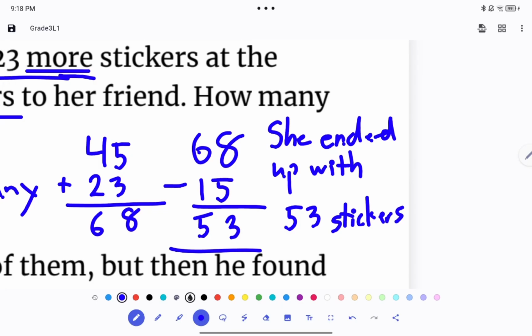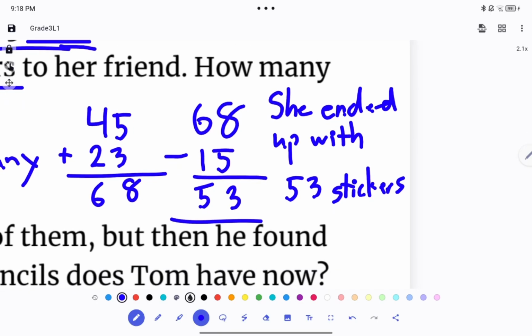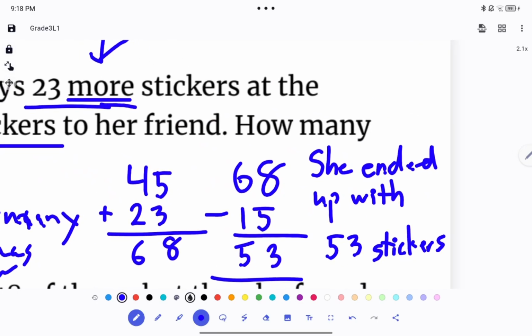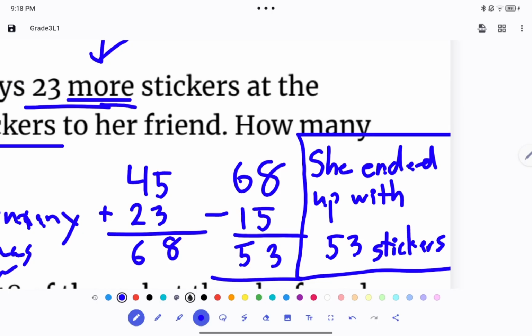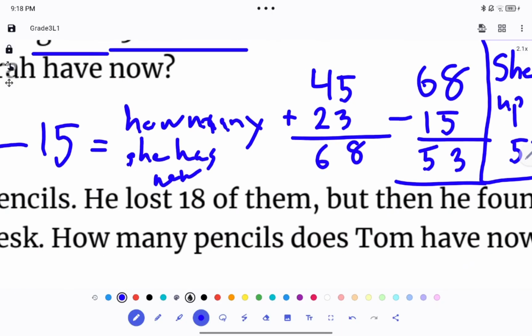And that's sort of the way you could phrase it. Or you could say, she now has 53 stickers. Or, after buying 23 stickers and giving away 15, she had 53 stickers. Anything of the sort. Now, box your answers so that your teacher or whoever is looking at your work can more easily see your answer, because you're not just doing this work for yourself, you're doing it so that your teacher can tell how good you are at this stuff.